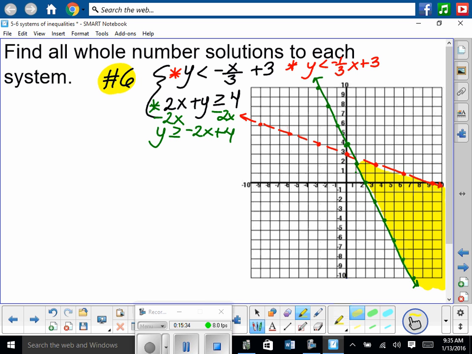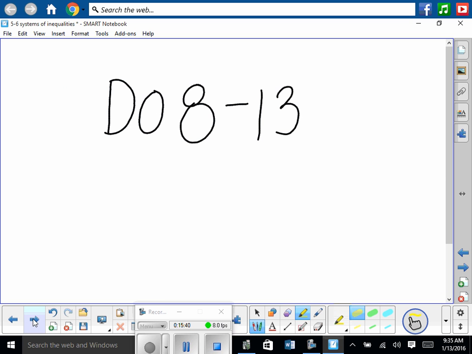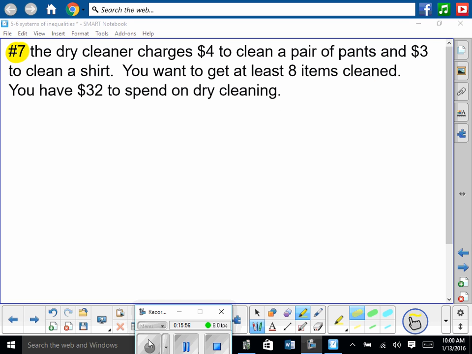Precision is the key with this. Questions? Okay. So this is what I want you to do. 8 through 13. So we're not doing every problem because we don't need to beat a dead horse. If you know how to do it, let's move on. So I only want you to do 8 through 13, not a whole lot of problems, because we have kind of a lot to cover since that took us so long.